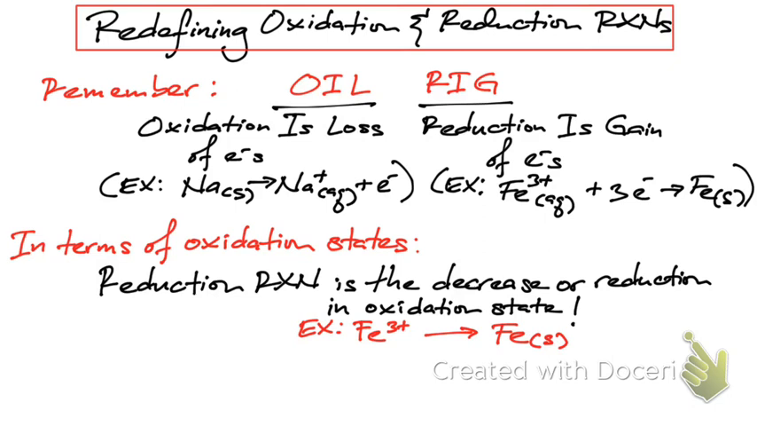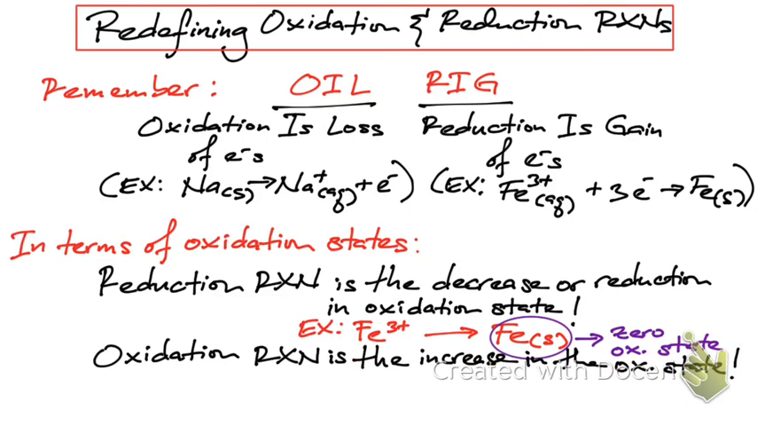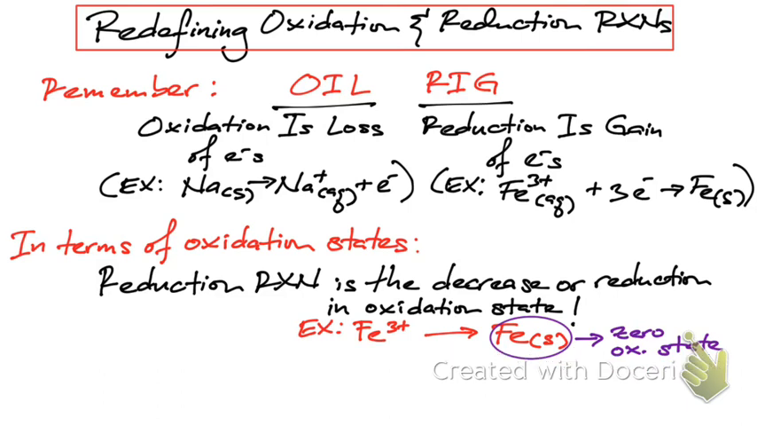So when we assign the oxidation state, we have +3 for the iron ion and 0 for the solid iron. Right, so pure solid metals will have an oxidation state of 0. And so you can see that there's a decrease in the oxidation number from +3 to 0. So that's a decrease or a reduction in oxidation number. And so here we have a reduction reaction.